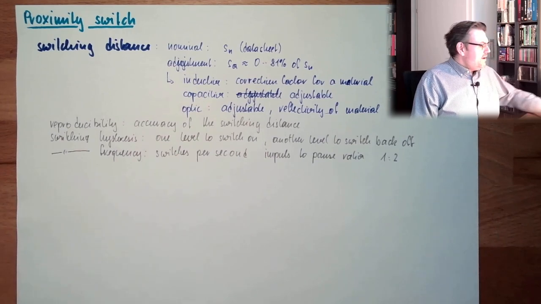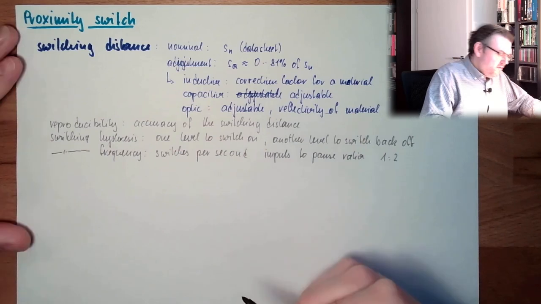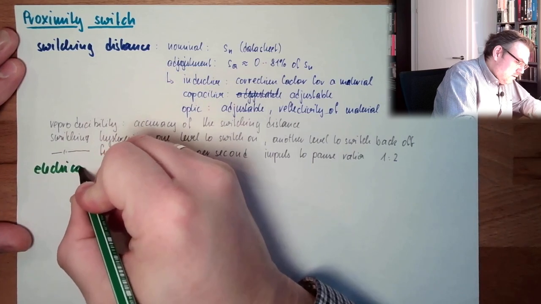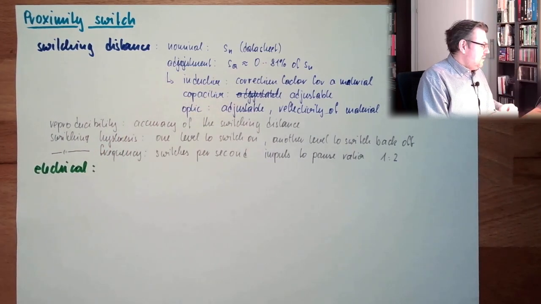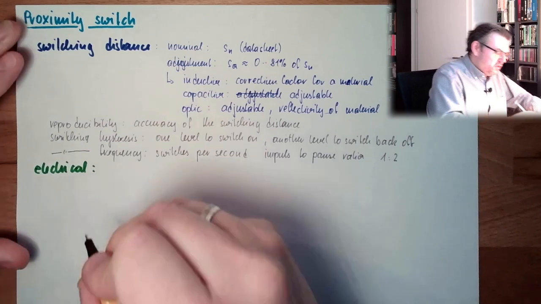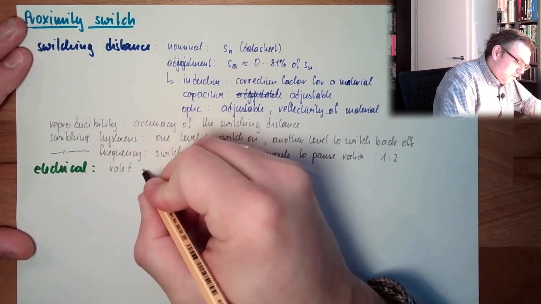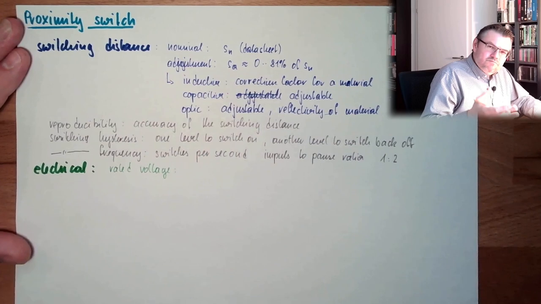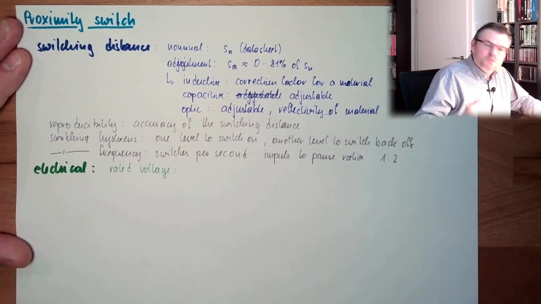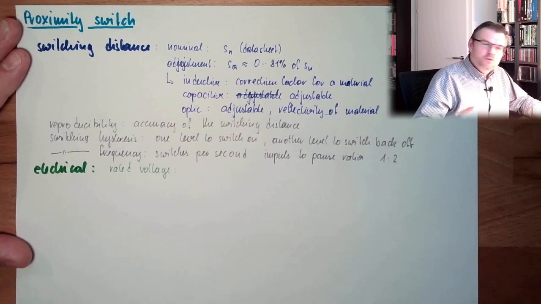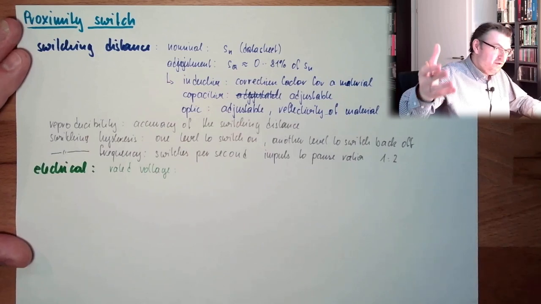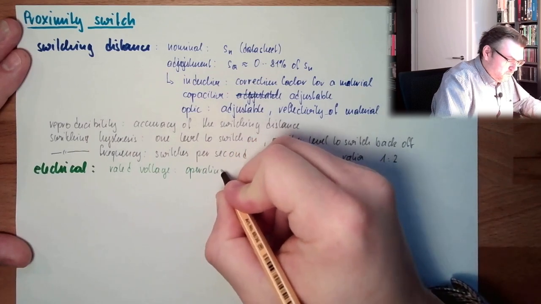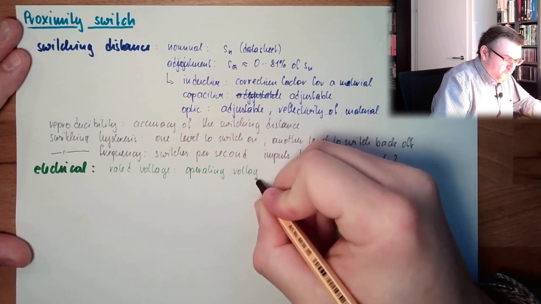Okay, then we have electrical terms. There is the nominal voltage or the rated voltage. That's the voltage level that the proximity switch is working with. It's usually a range between 6 and 36 volts or something like that. Operating voltage range.